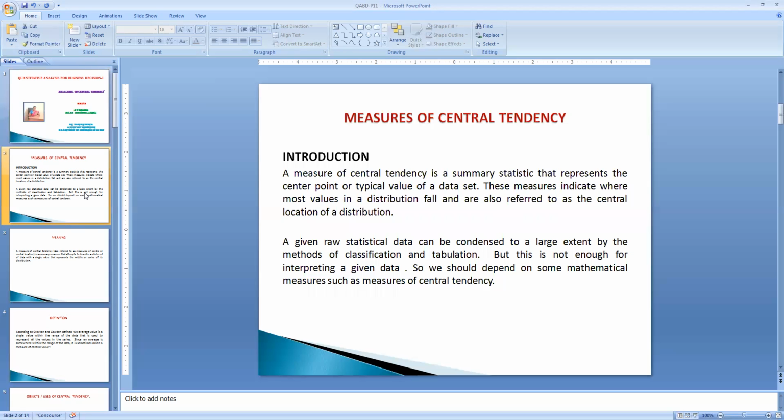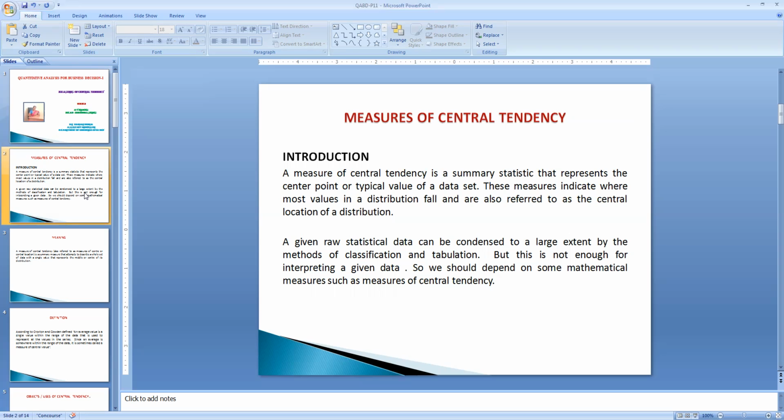Such a value is usually somewhere in the center and represents the entire data set, and hence it is called the measures of central tendency, or it can also be called averages. Since a measure of central tendency is nothing but an average, which indicates the location or the general position of the distribution on the x-axis, it is also known as the measures of location or a measure of position.